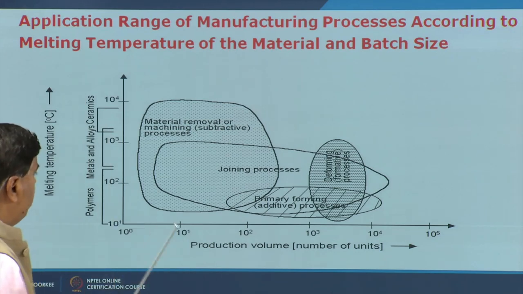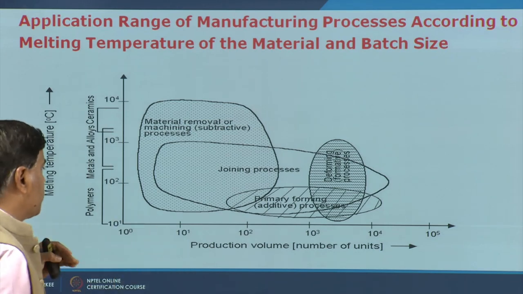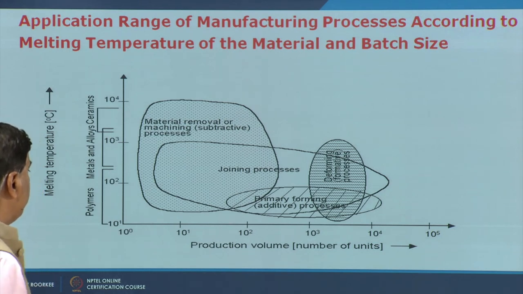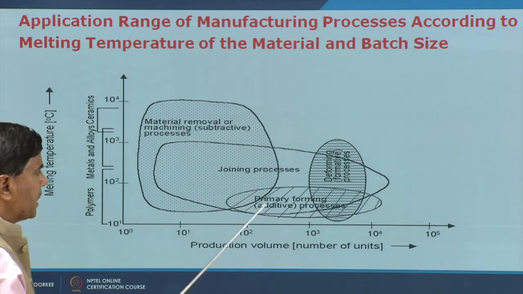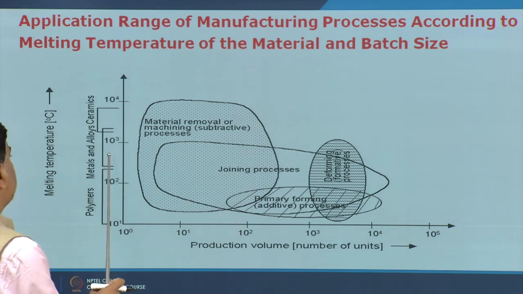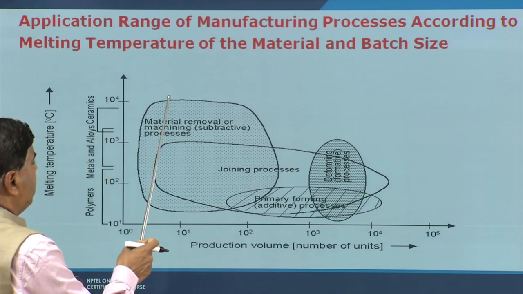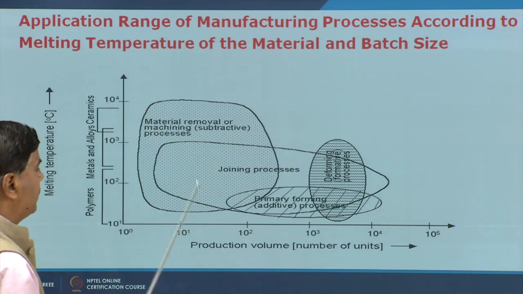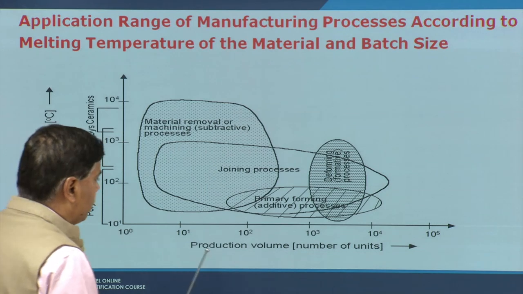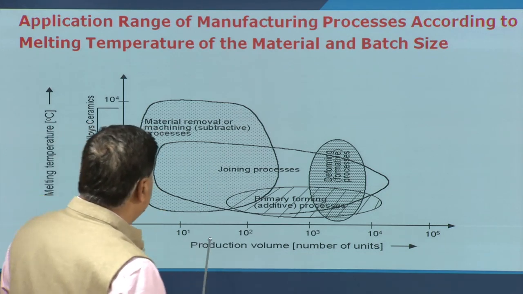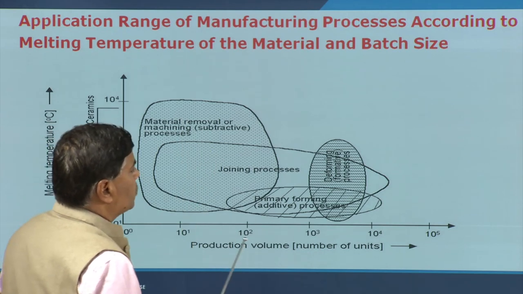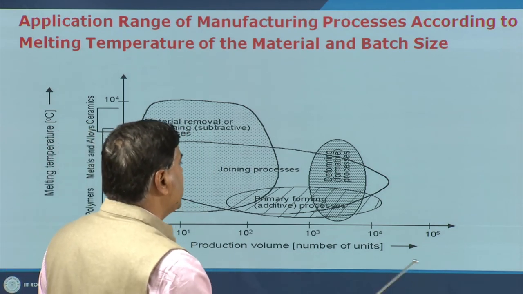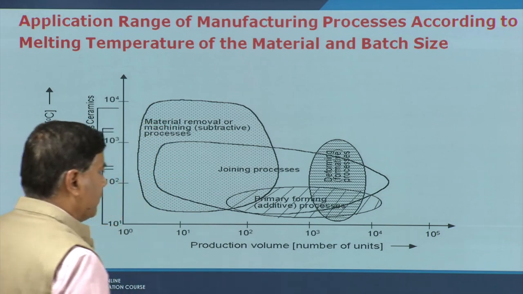So, the processes which have the lower melting point can be easily processed through a certain category of processes. Those which have the higher melting point can be processed through another category of processes. Similarly, the processes which involve lesser volume can be made by one category of processes. Those which involve larger volumes can be made by another category of processes.